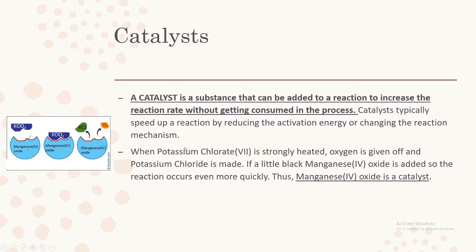We'll discuss it. When potassium chlorate is heated strongly, oxygen is given off and potassium chloride is made. But if you add a little bit of manganese oxide, the reaction occurs even more quickly. Thus manganese oxide is a catalyst, because it does not finish and also it makes the reaction occur quickly. It does not alter the products, it just makes it happen even more quickly. You see, this is the basis of enzymes and catalysts. See, this is the potassium chlorate molecule, it attaches over here and then it breaks. Now we will study this in detail in enzymes.